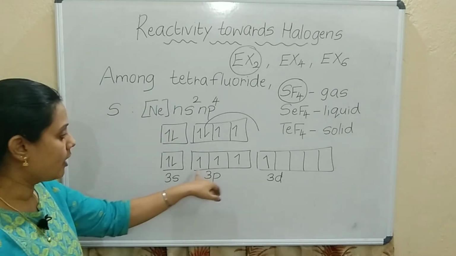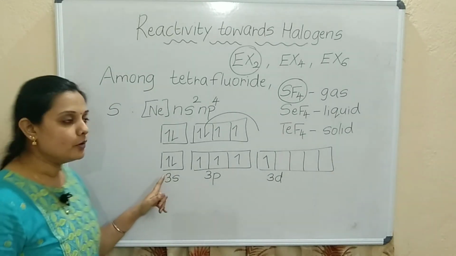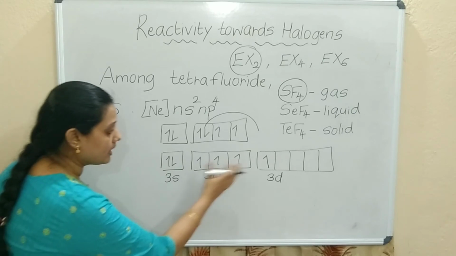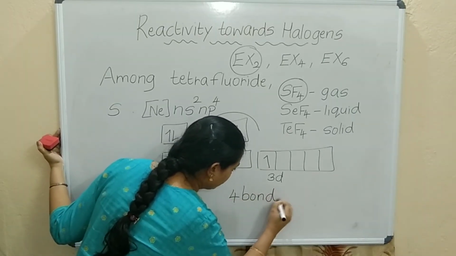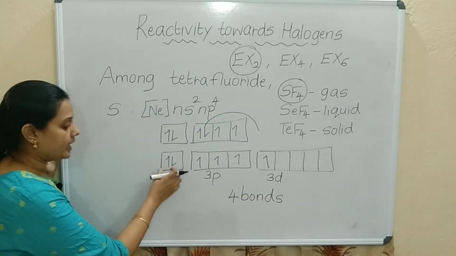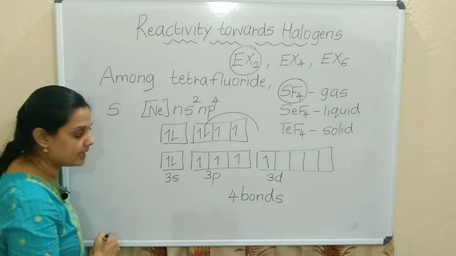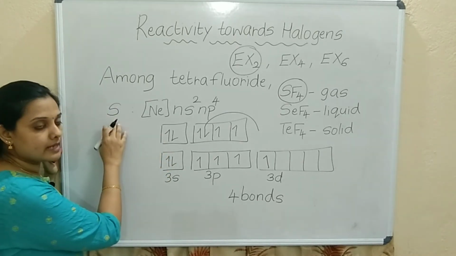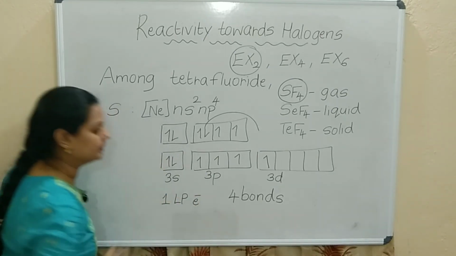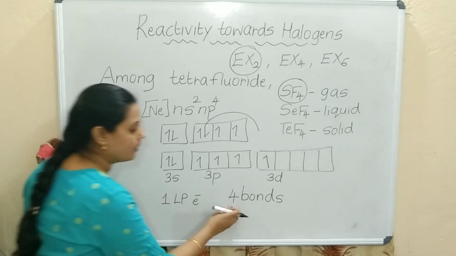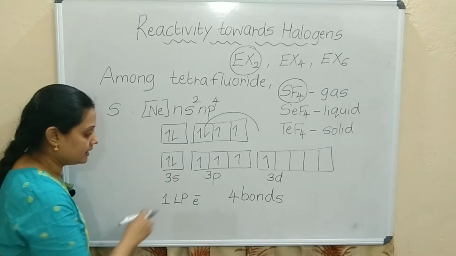So how many unpaired electrons are there now? 4 unpaired electrons and 1 lone pair of electrons. 4 unpaired electrons means how many bonds will it form? 4 bonds. And how many lone pairs of electrons are there? 1 lone pair of electrons. So the central atom, sulfur, will have 1 lone pair of electrons and will form 4 bonds. Now see what the hybridization will be.